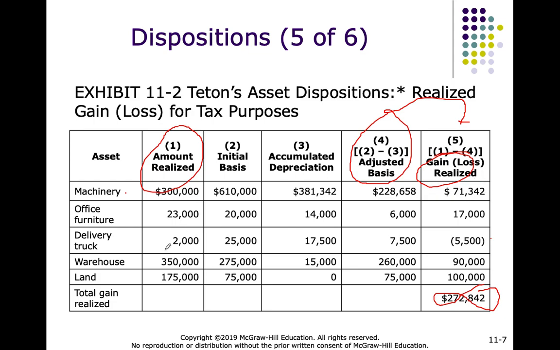Here's another example, the delivery truck. Our adjusted basis is $7,500. We sold the truck for $2,000, so that means that we have realized a loss of $5,500. Now, if we have multiple items, then we will add these gains and losses, and the net amount of gains and losses will be reported in our respective returns.